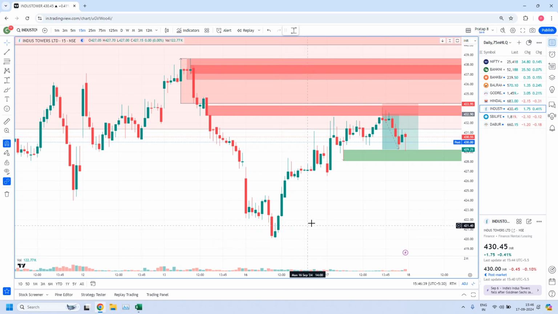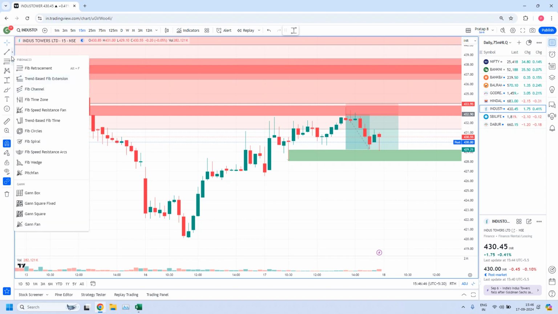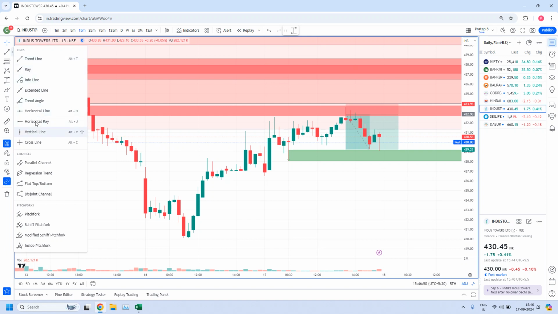So we can't target that. Then what? How can you target? See here, there are a lot of rejections. Let me draw a horizontal line, you will get clarity. Where is it? Yeah.